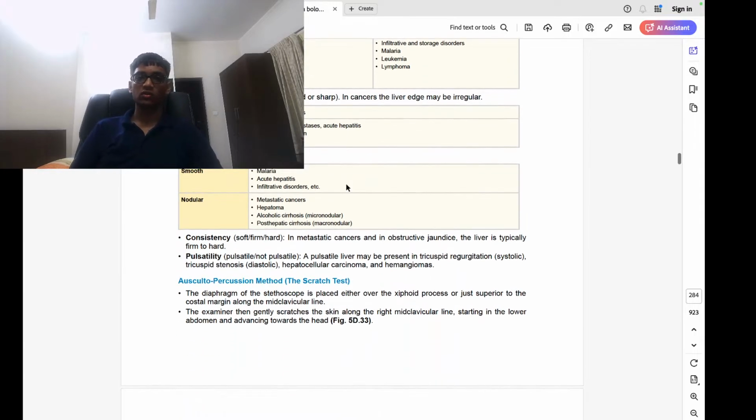Margins: you have regular, irregular, rounded, or sharp. In cancers, the liver edge may be irregular. Rounded is seen in infiltrative disorders. Sharp is seen in secondary metastasis, acute hepatitis, biliary obstruction, and chronic hepatitis.